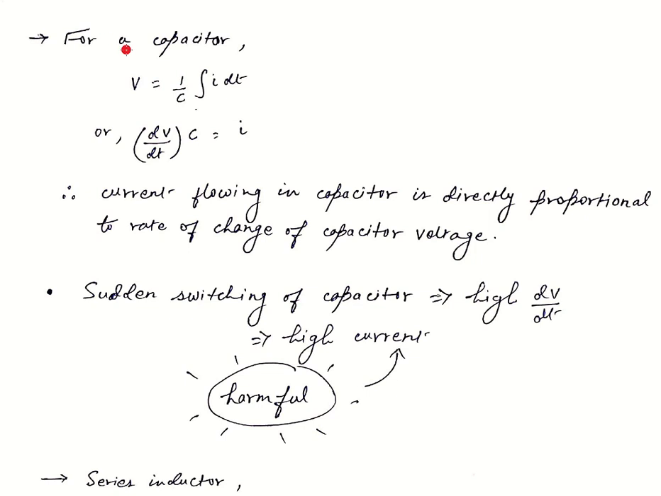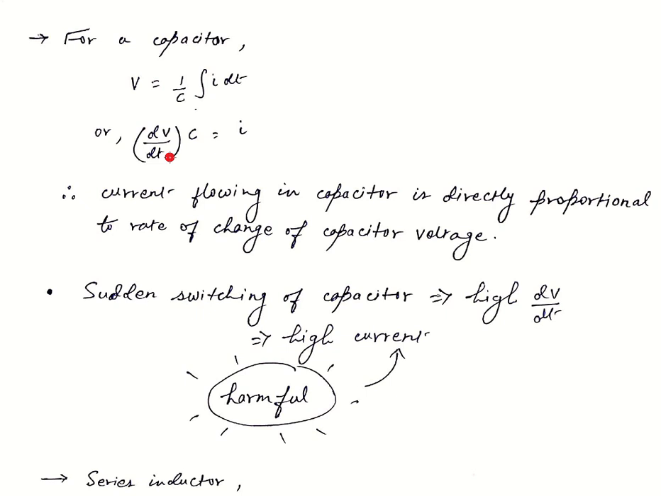For a capacitor, we know the relationship between its voltage and current. V is equal to 1 upon C integration I dt. When we take its derivative, we get C dV by dt is equal to I. Therefore, capacitive current is directly proportional to the rate of change of capacitor voltage, dV by dt.